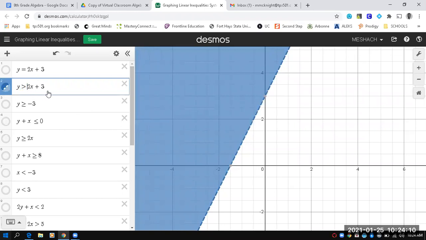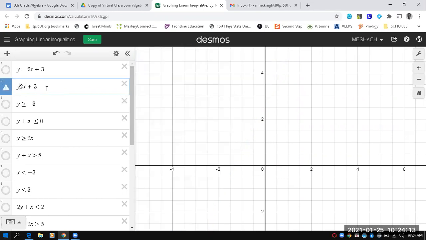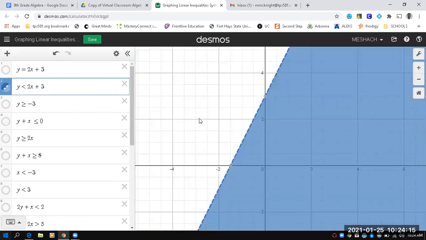If I switch this around and make it less than, I still have that same line. However, it's highlighting the lower part of the graph. So whenever we're plotting these graphs, we want to ensure that we're plotting the line in, but then we're highlighting the right region. In this case, it says y is less than 2x plus 3. So then I'm going to highlight the portion of the graph that is less than. Also keep in mind that this line is dashed, okay? Because it's less than, it's not equal to it, it's less than it.